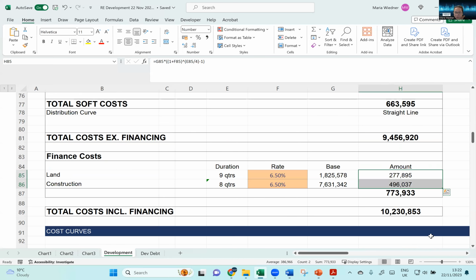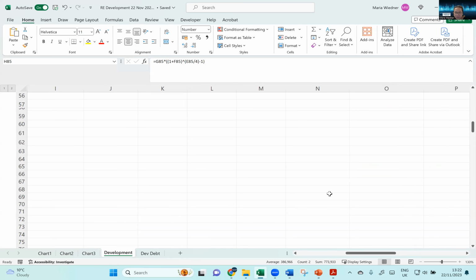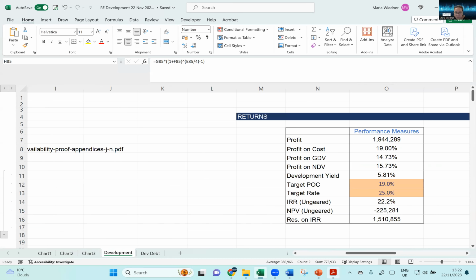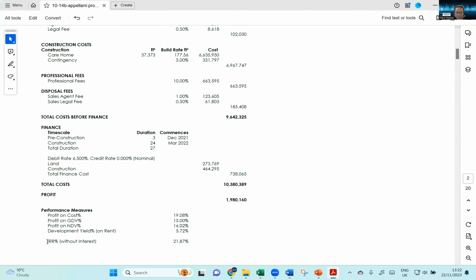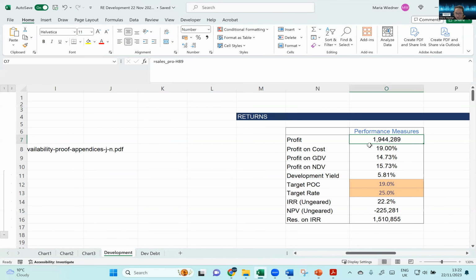And then with only that, you can already calculate your performance measures here, the same as you did here: profit on cost, profit on GDV, and so on. The only thing you can't calculate is your IRR. So I've calculated here the profit on cost and profit on GDV. It's just the profit over those ratios. Okay, so nothing difficult there.